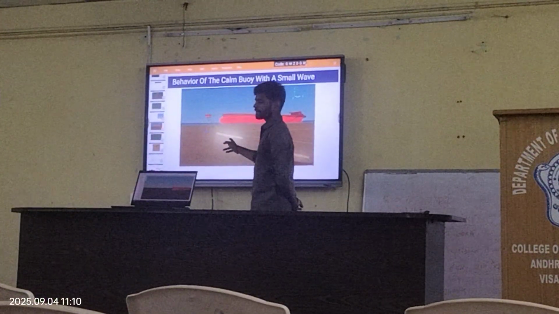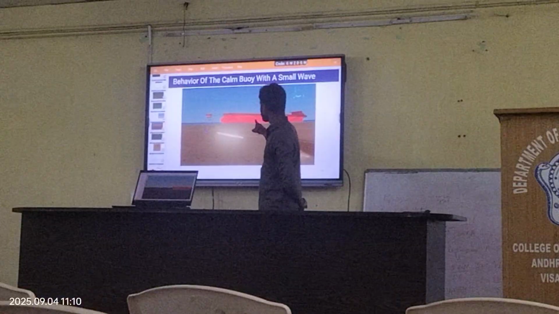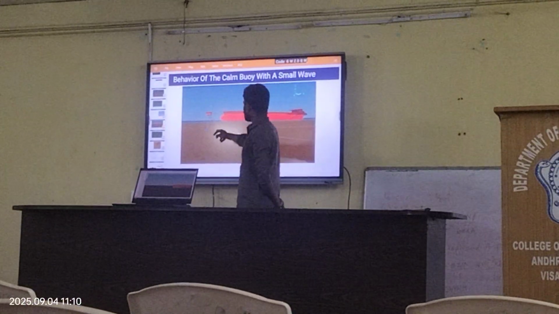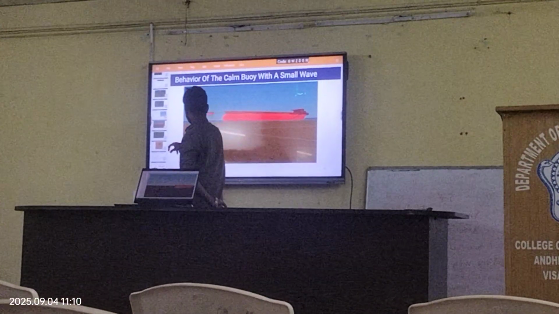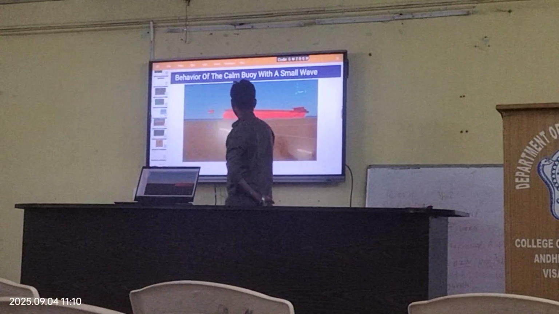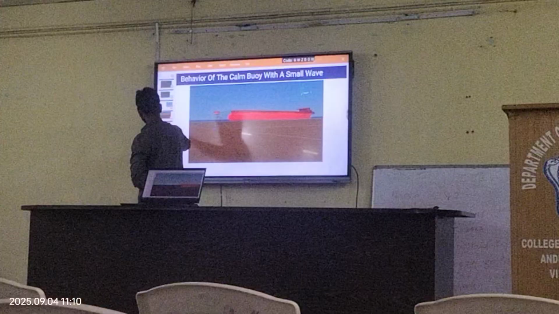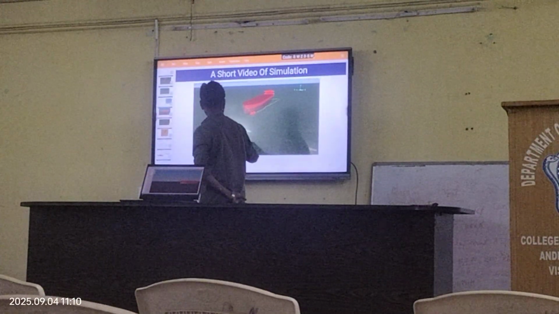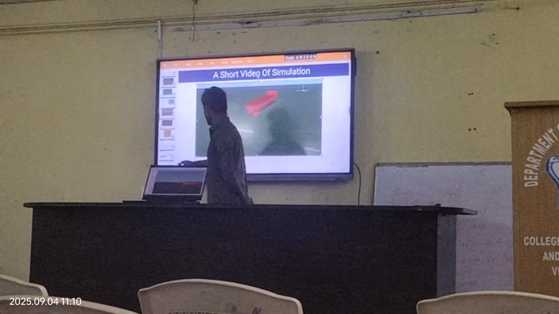If a small wave is applied, the floating hose moves like this. The yellow one is the floating hose, and these are the subsea hoses. The buoy is also modeled like this. When a wave of some parameter is given, it moves like this. And I think videos are not playing here.